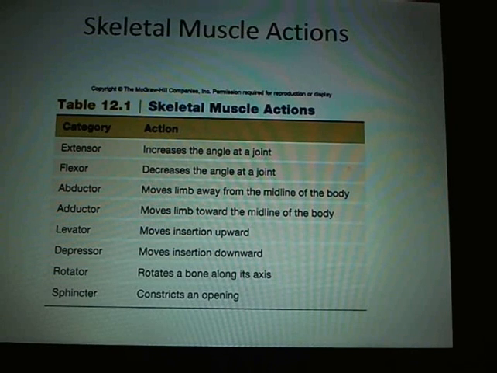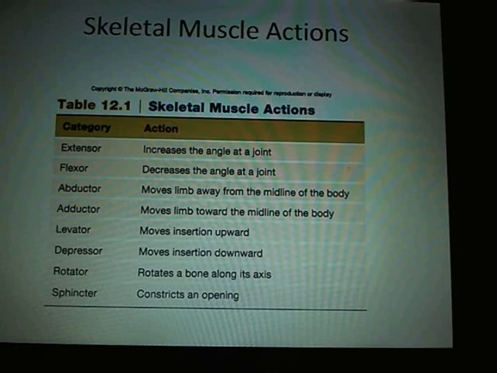Different types of muscle actions. You have an extensor that increases the angle of a joint. If you've flexed your arm, your triceps are the extensor. It increases the angle of a joint. A flexor decreases this. That would be your biceps.